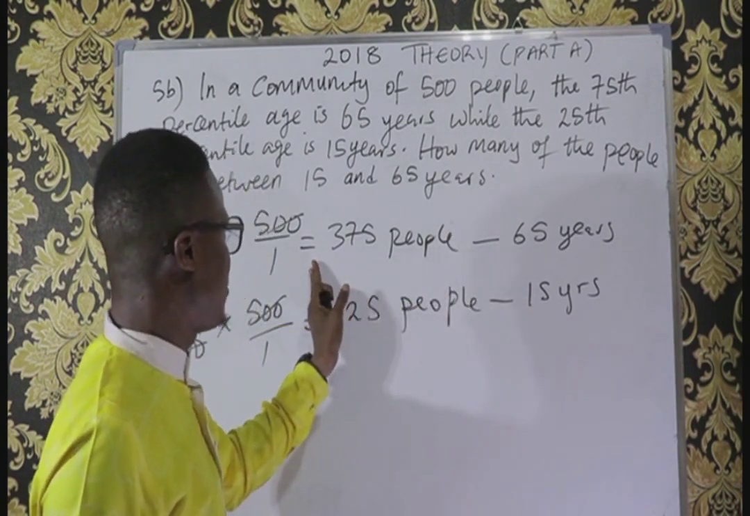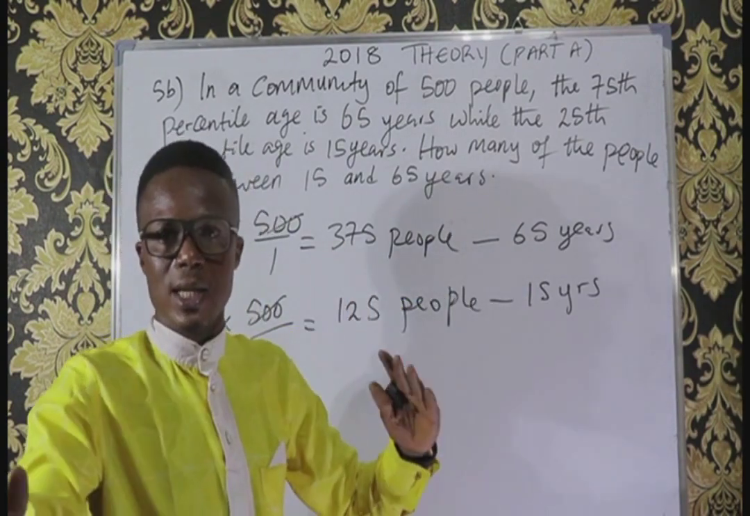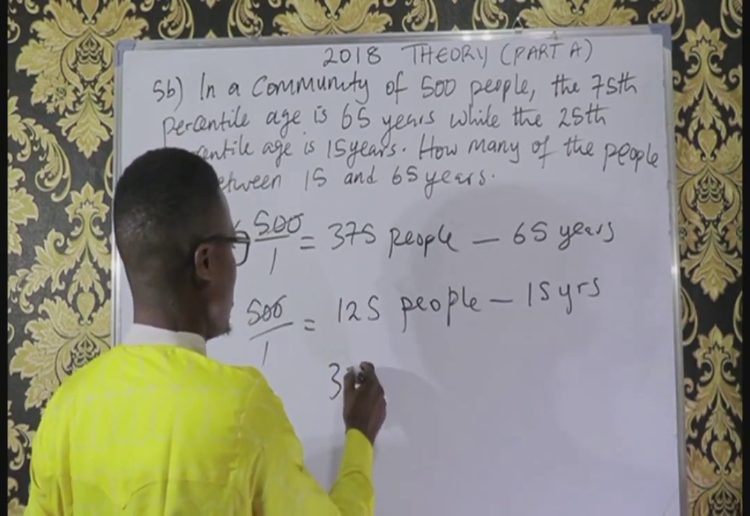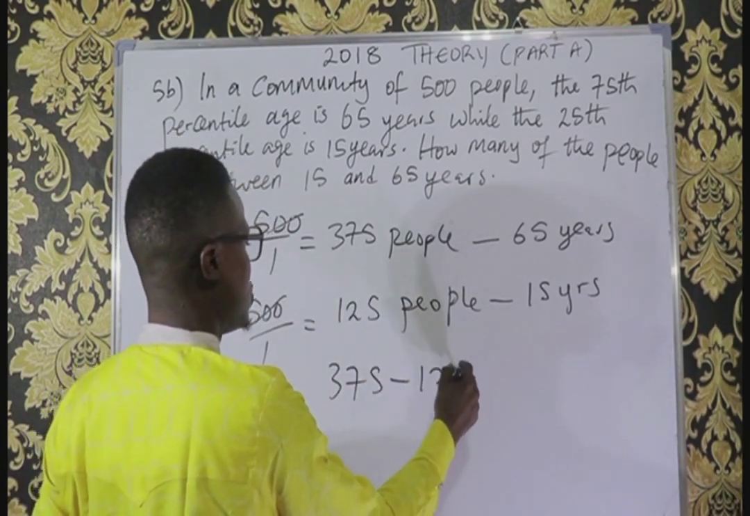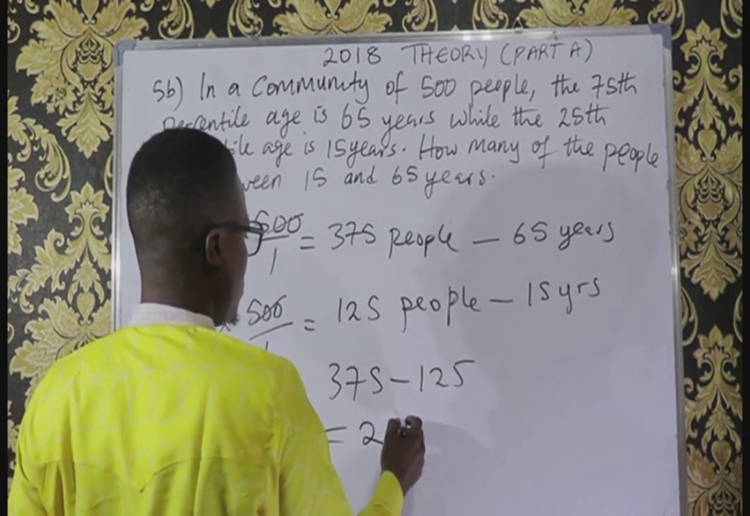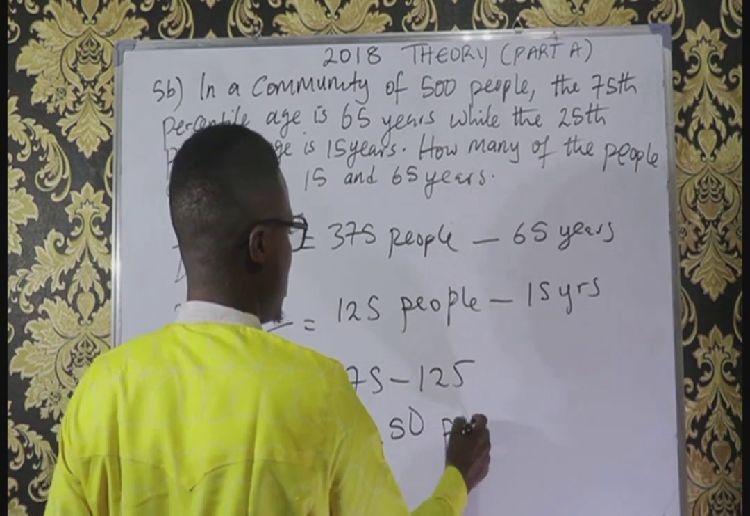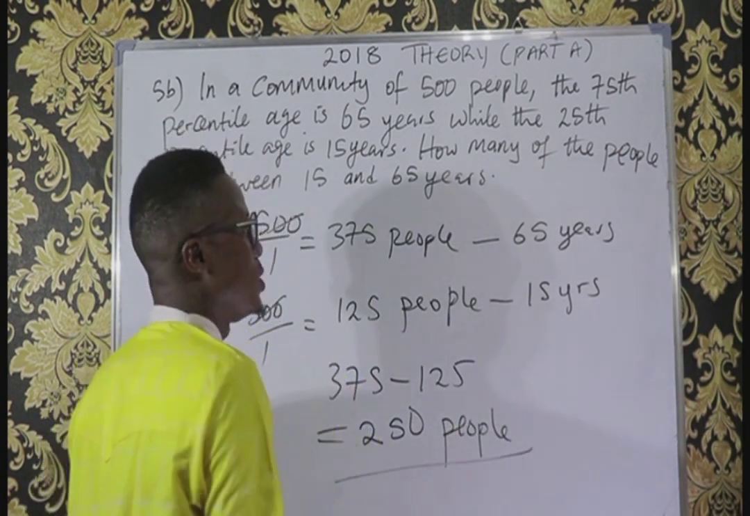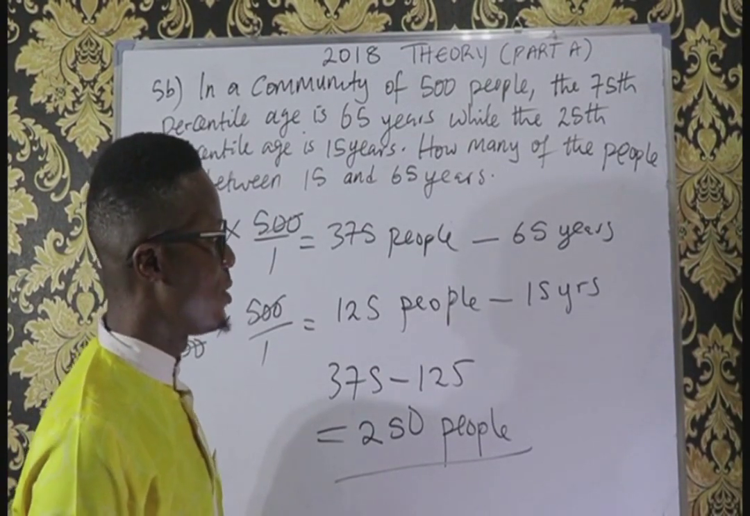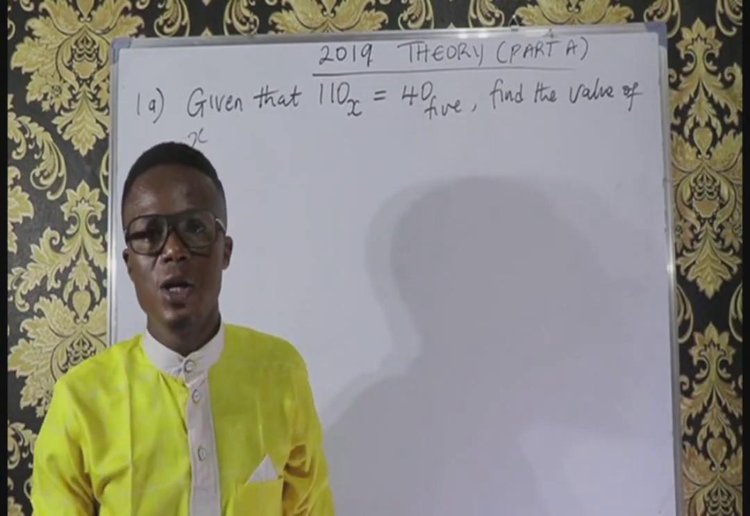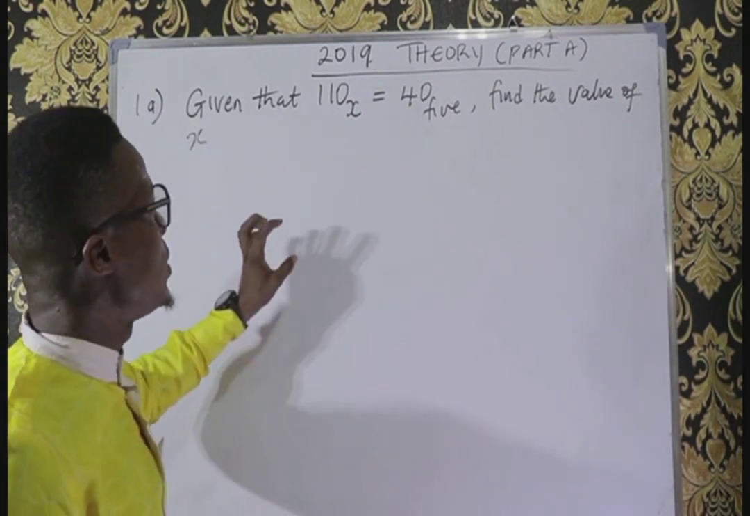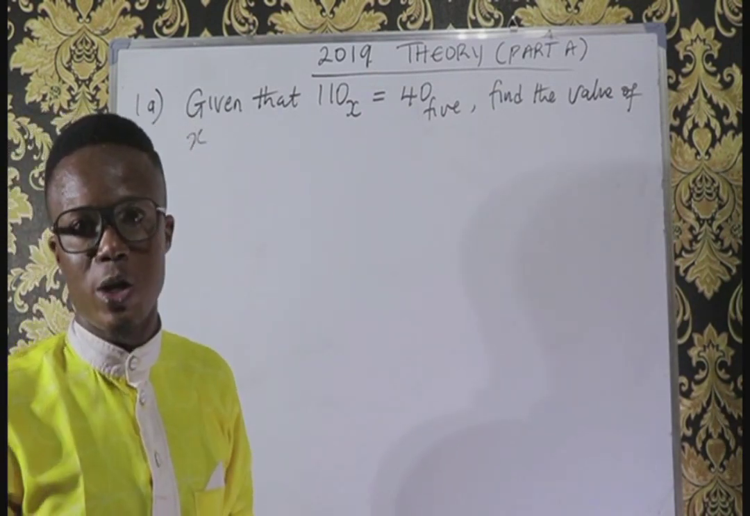The people between the ages is just a subtraction of this. When you say 375 minus 125, this will automatically give us 250. So there are 250 people who lie between 15 and 65 years in the village. Thank you. We've successfully finished 2018 Part A theory questions. So we've entered 2019 Part A theory questions.